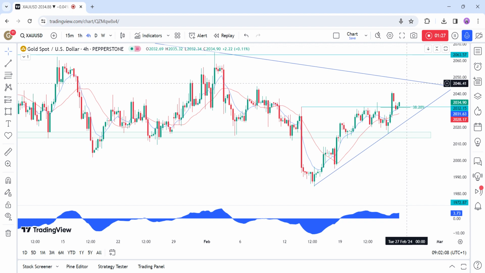The sellers, on the other hand, will want to see the price breaking below the support to position for a drop into the upward trend line and target a break below it.